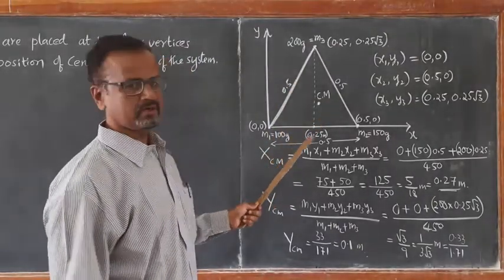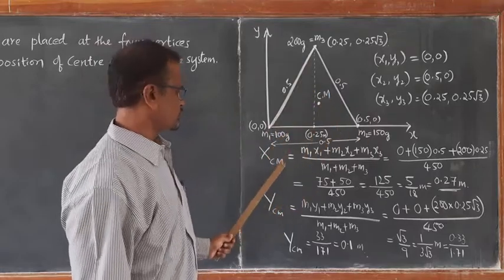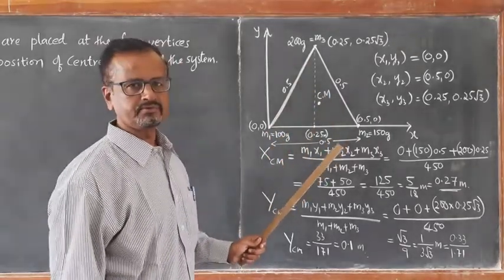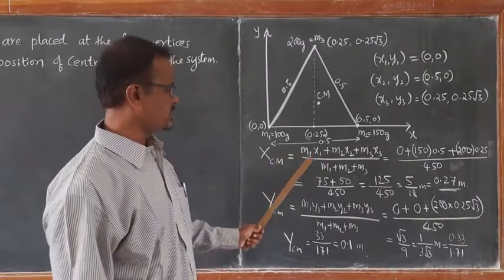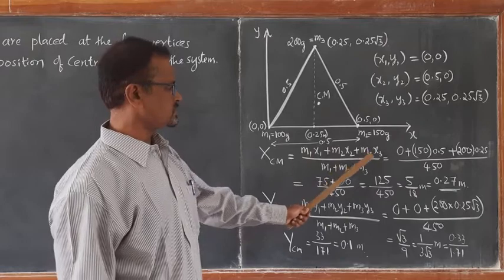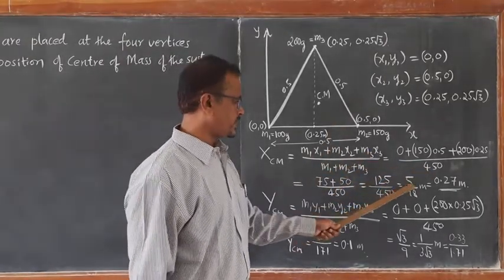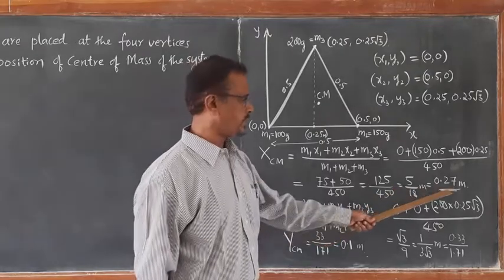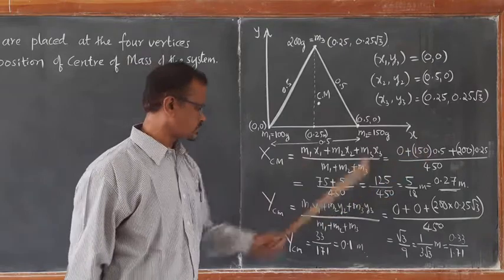Finding the position of center of mass for a 3-particle system. So first we found out the position of center of mass, that is the x coordinate. The x coordinate is given by m1 x1 plus m2 x2 plus m3 x3 divided by m1 plus m2 plus m3, and we calculated 5 by 18 was the answer. 0.27 meter is the position. So x center of mass is equal to 0.27.